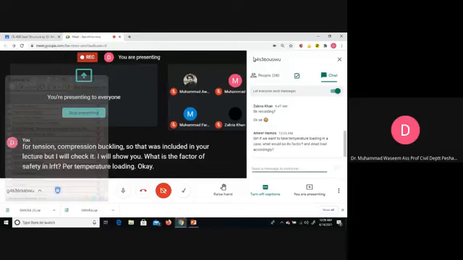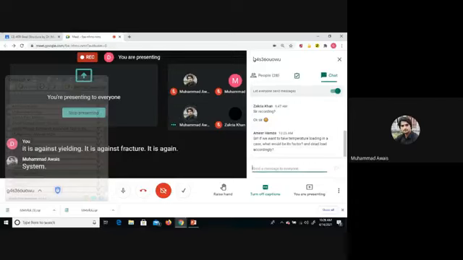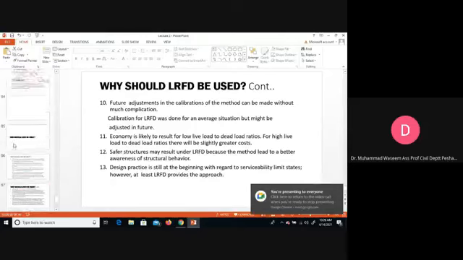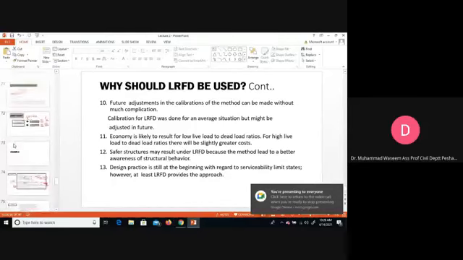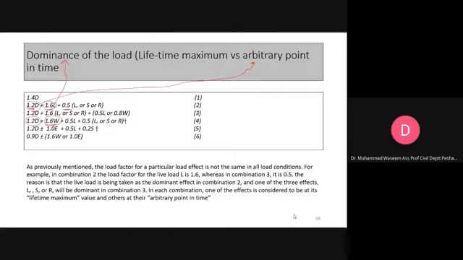Now, one thing is that this factor of safety is against some limit state. It is not against dead load or temperature load. It is against buckling. It is against yielding. It is against fracture. Sir, slide 68, let me go there. Let me see. Yes, load factor. You are talking about load factor. Which one?